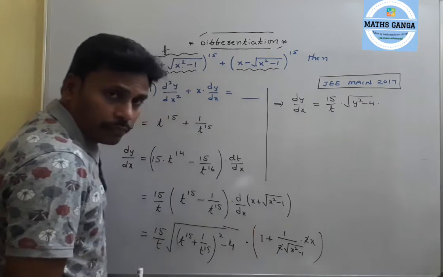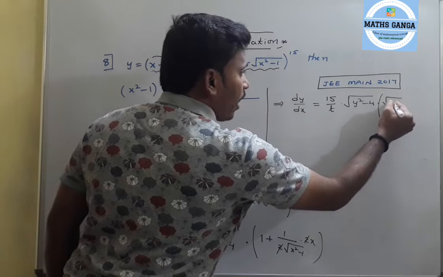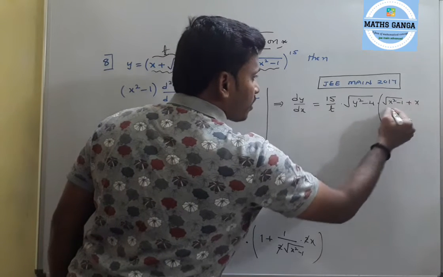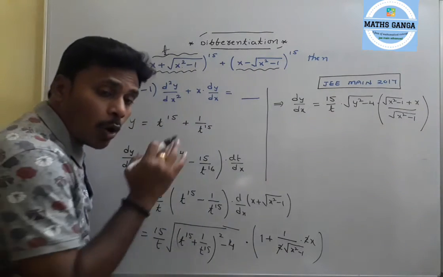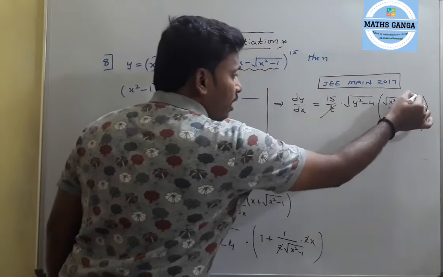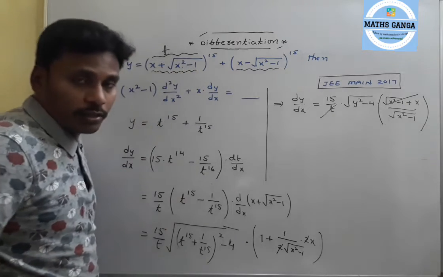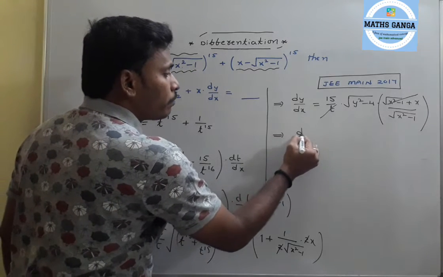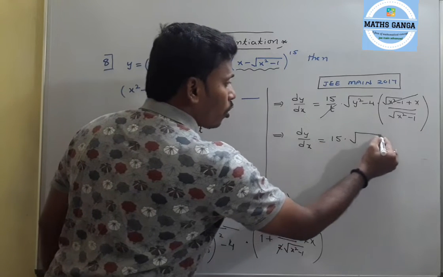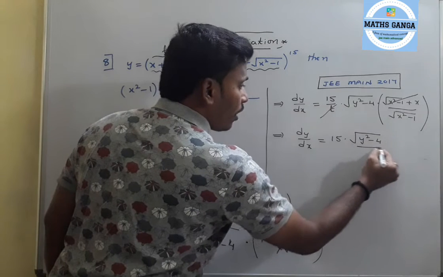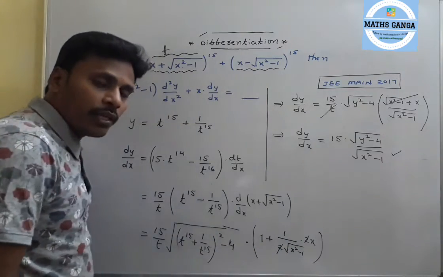You just try to simplify this. 1 plus x by root x square minus 1 will become root x square minus 1 plus x, divided by root x square minus 1. Now if you observe, this t and this x plus root x square minus 1 both get cancelled, because t is nothing but x plus root x square minus 1. So we have finally dy by dx is equal to 15 into root of y square minus 4 divided by root of x square minus 1. Okay, this is dy by dx.